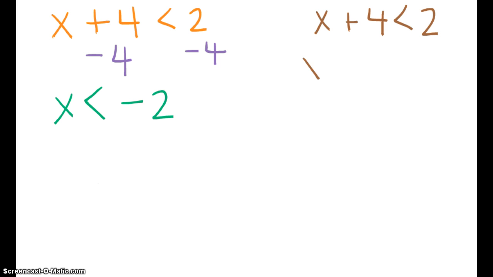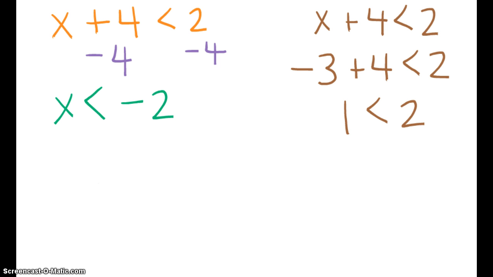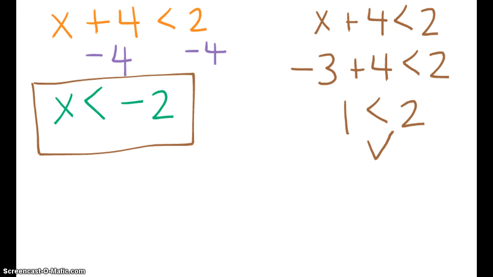So instead of x, I'm going to say maybe negative 3. And negative 3 plus 4 is less than 2. Negative 3 and 4 is 1, and 1 is less than 2. That is a true statement. So any value that is less than negative 2 will work for x.